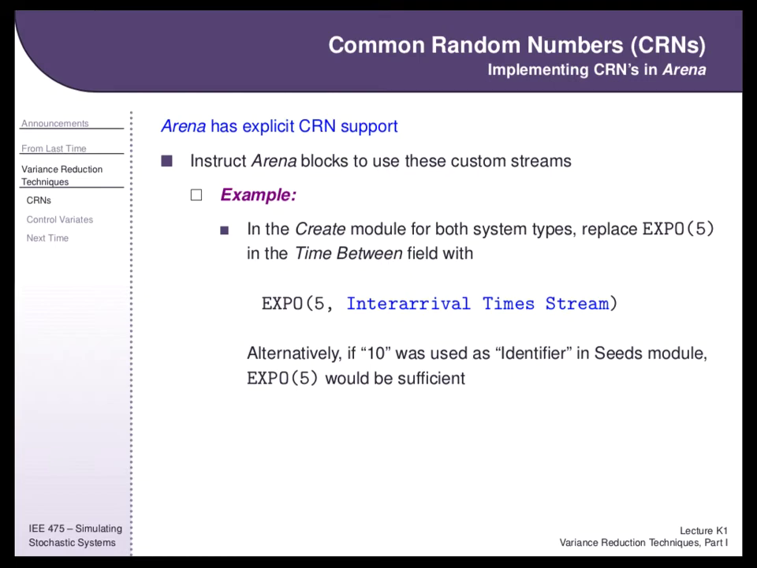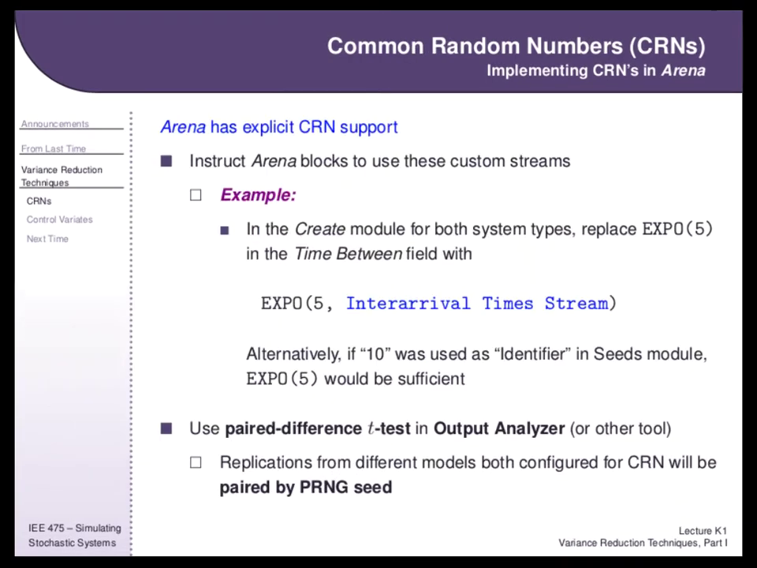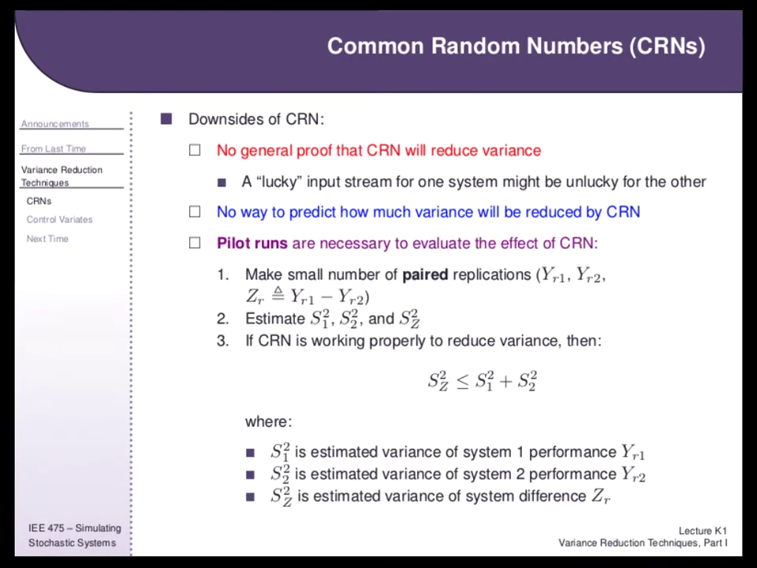And so inside ARENA, once I've done that, if I've got like an expo, I can add after the last parameter for each of my random variables the name of whatever stream I added, and it will make sure to use those common random numbers. And if you initialize seed 10 to be a common random number stream, then even without adding that, everything will be running on the common random number stream. And that allows you to pair your outputs in Output Analyzer, in Excel, however you like, because you're guaranteed that every replication across models starts with the same seed. And so that's just showing how to do that, and then the pair difference t-test.